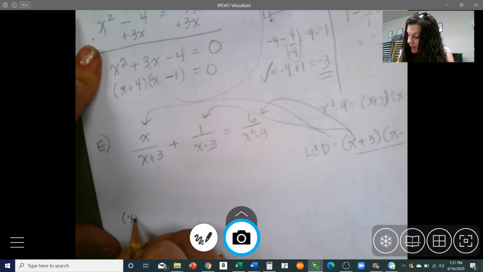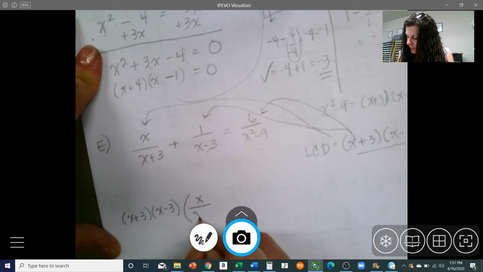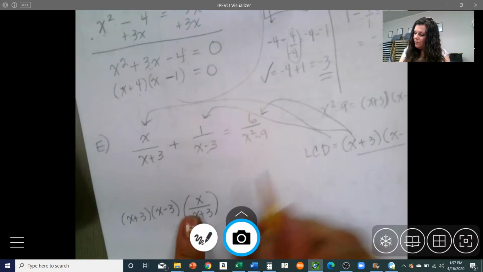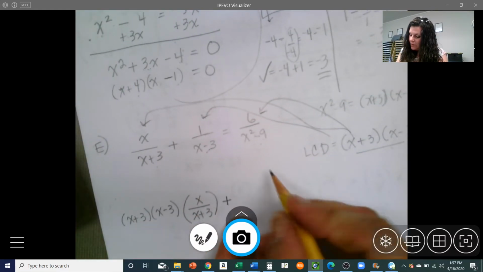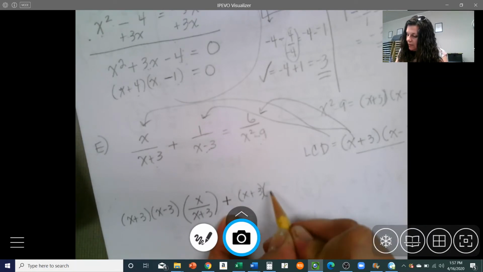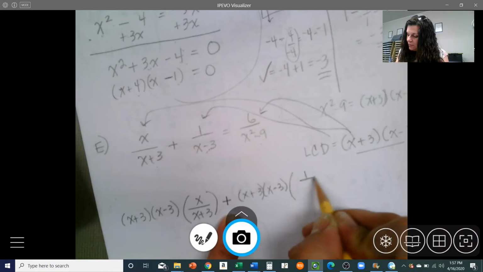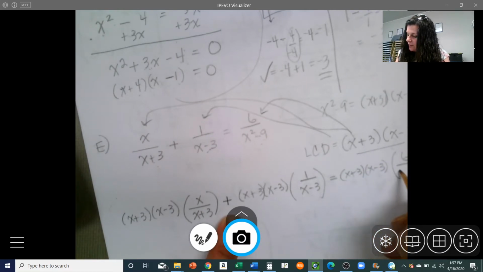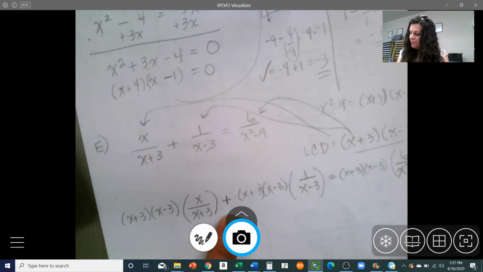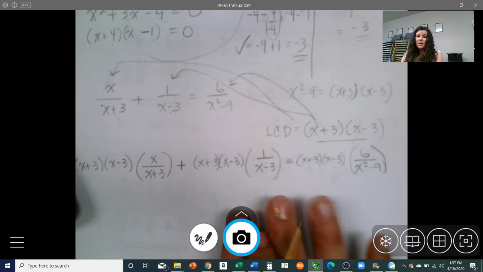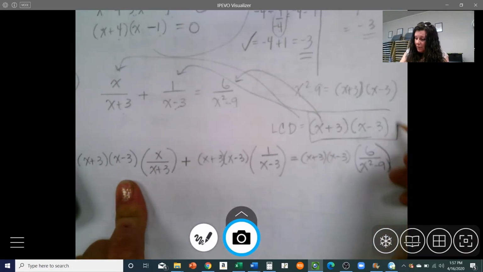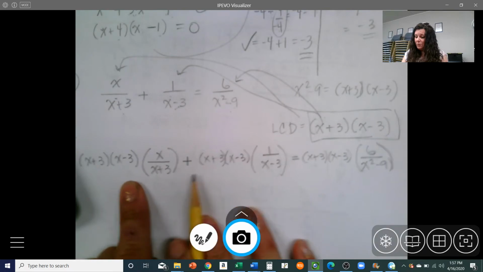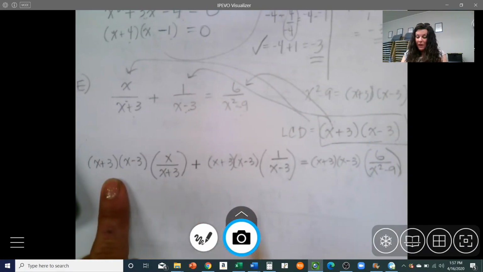So I have x plus 3 times x minus 3 times x over x plus 3, plus x plus 3 times x minus 3 times 1 over x minus 3, equals x plus 3 times x minus 3 times 6 over x squared minus 9. Okay, so it's long, it's got a lot going on, but all I did was take this amount and I multiplied it by each term out in front.